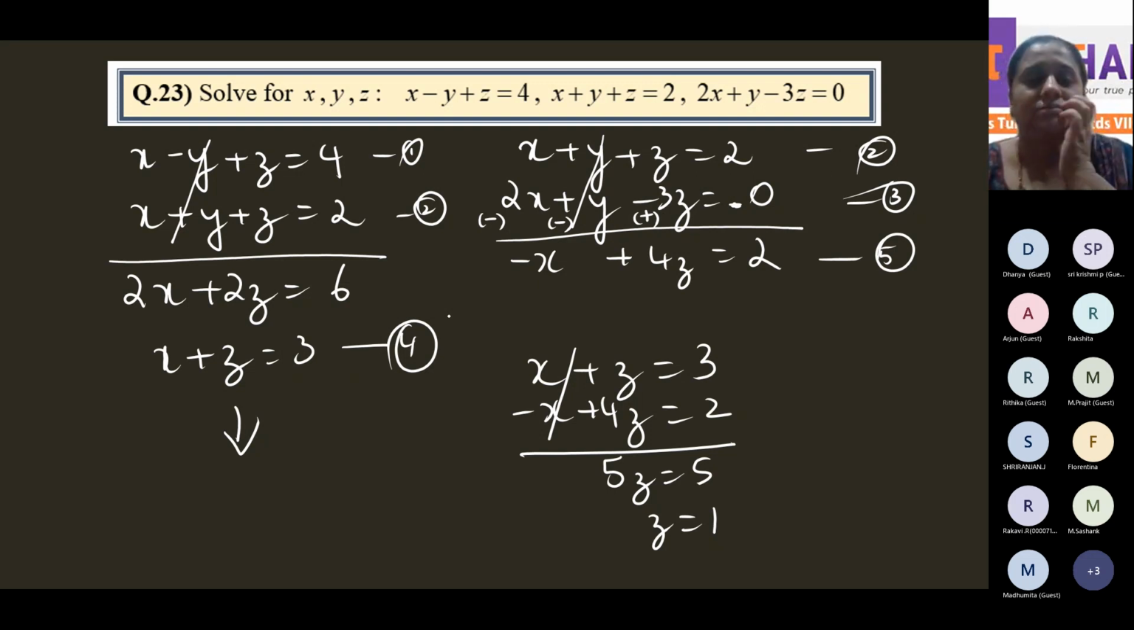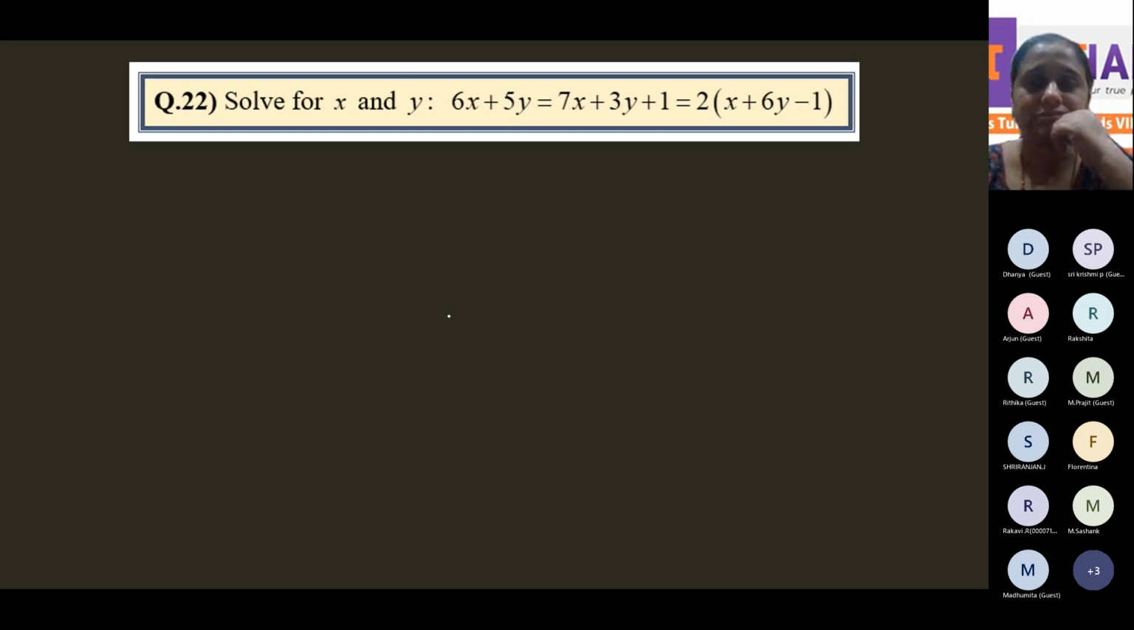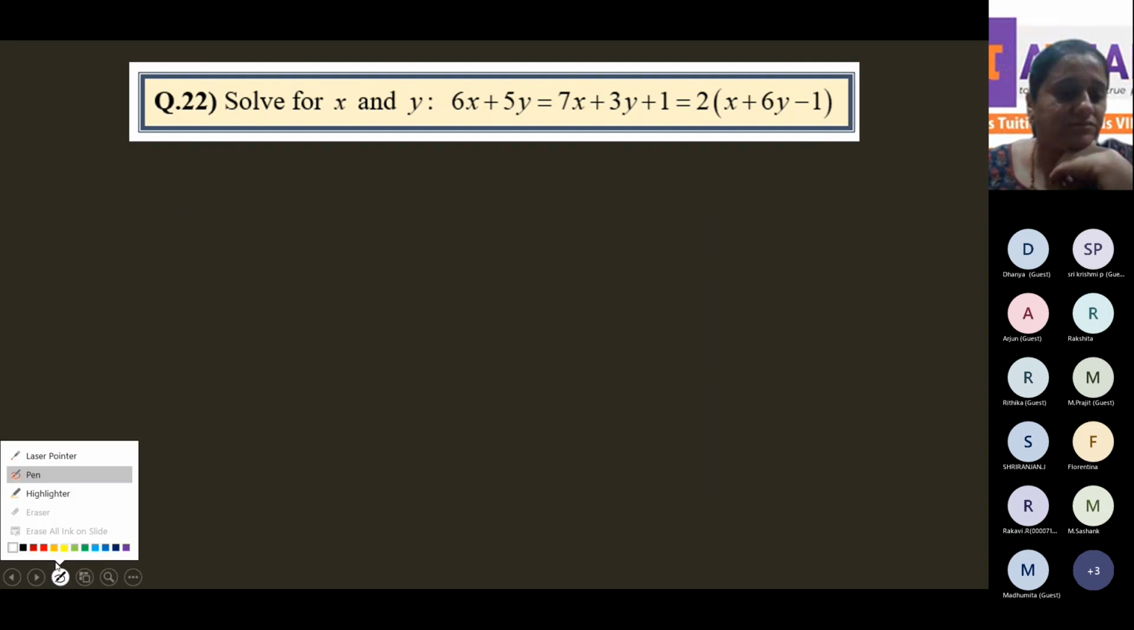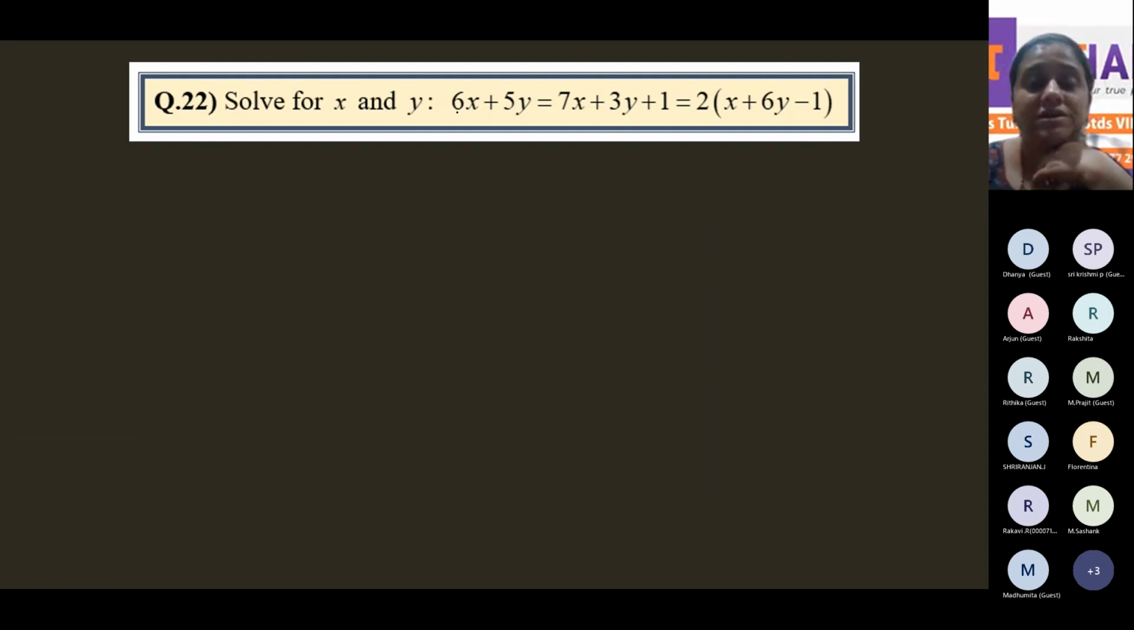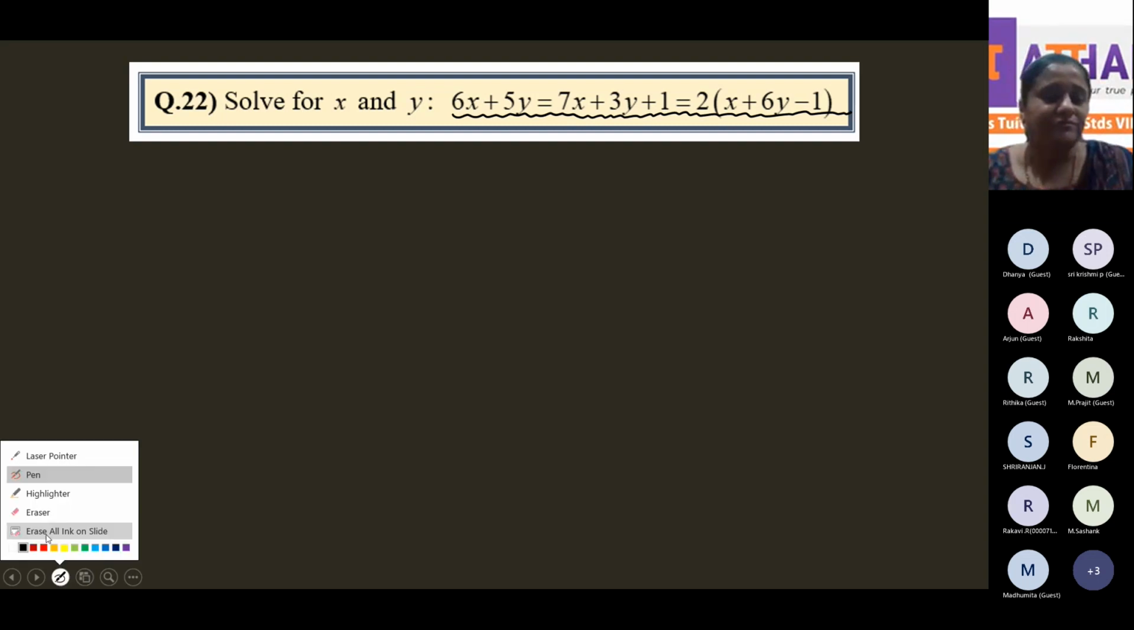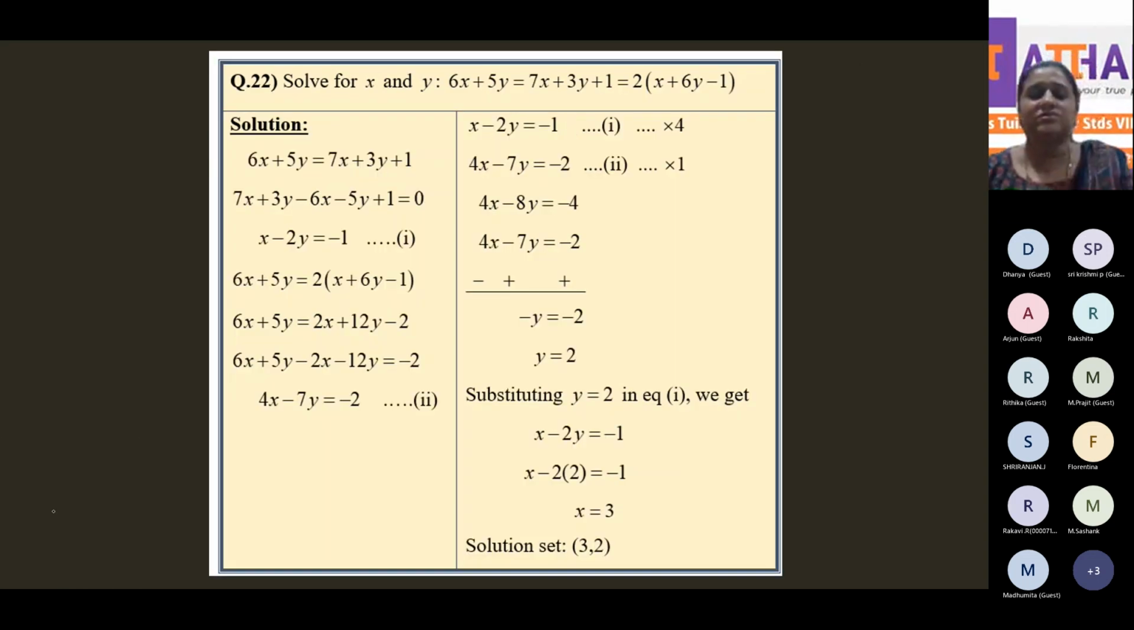All right, next one. Solve for x and y. You can see here, you have only one equation, but look at this. 6x plus 5y is equal to 7x plus 3y plus 1 is equal to 2 into x plus 6y minus 1. You can take the idea from this and work.